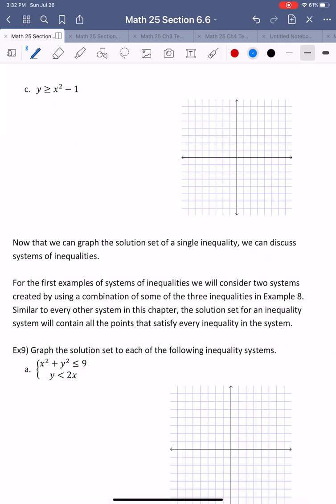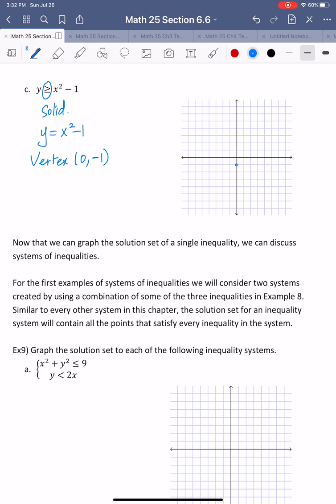y greater than or equal to x squared minus 1. So this is the parabola, and it is going to be solid. The vertex is at x equals 0 and y equals negative 1.